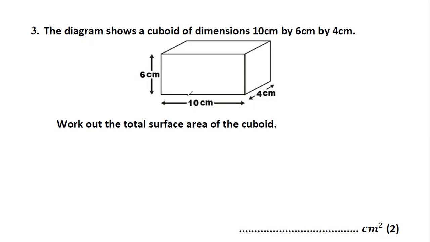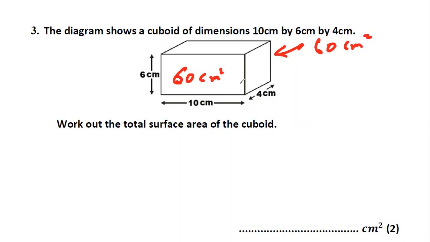I can see that the front face is 10 centimeters long and 6 centimeters high. So 10 times 6 will be, because it's a rectangle, and in the case of a rectangle, we do base times height or length times width. So 10 times 6 will be 60 centimeters squared. There is another face as well, which is in the back there. That will also be 60 centimeters squared.